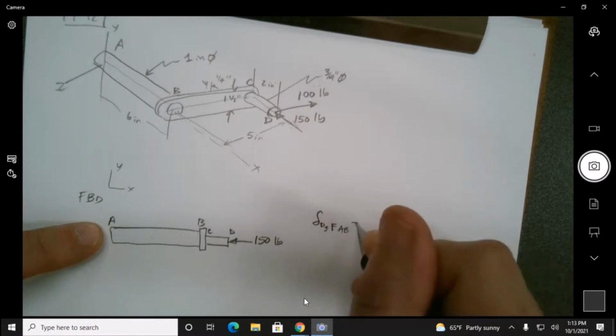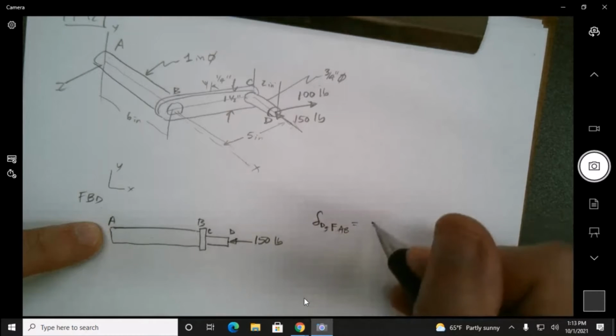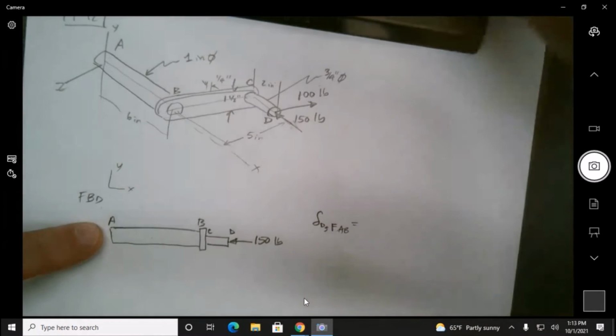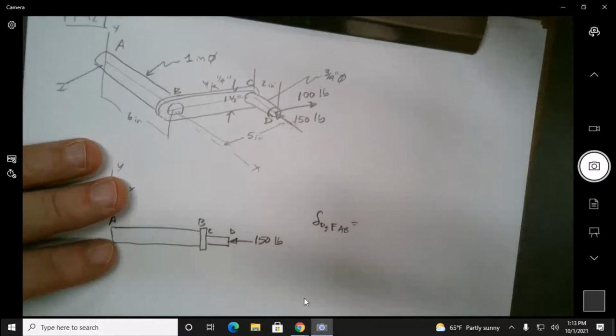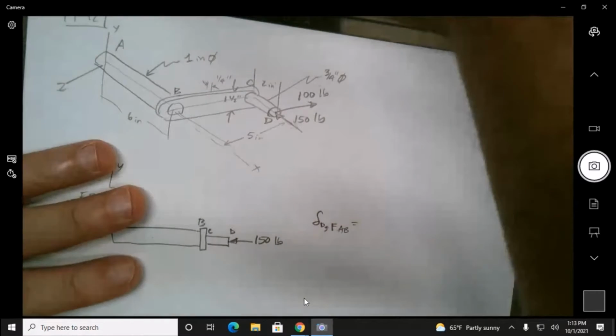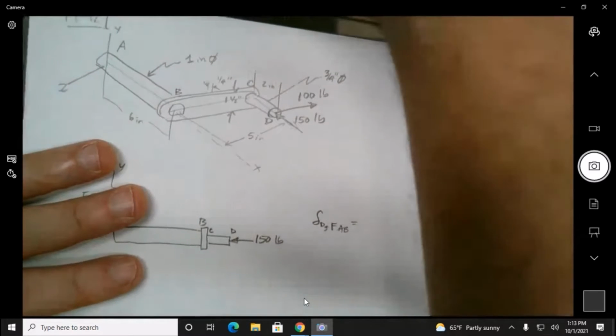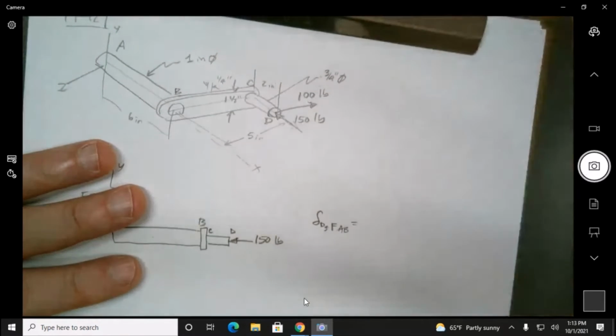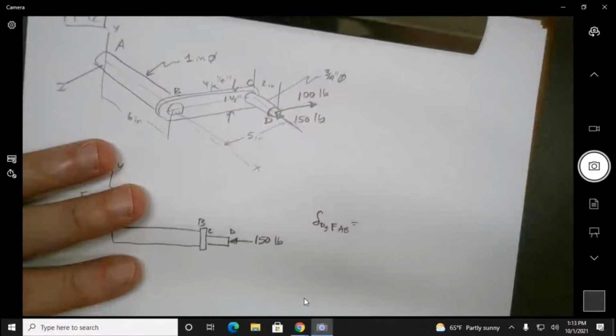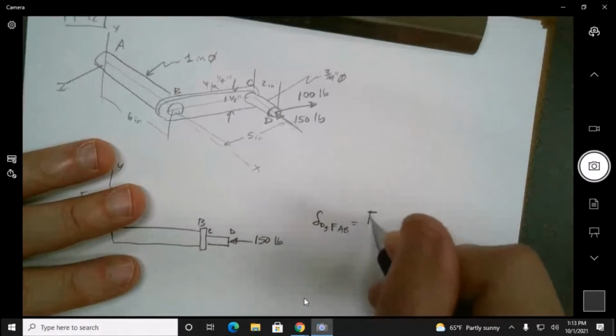AB. I'm not sure how to write this one anyway. But that's going to be AE over L. Is that AE over L? I think so, right? No deflection. That's the stiffness. What is the deflection? Just off the top of my head, I should memorize that. FL over AE.